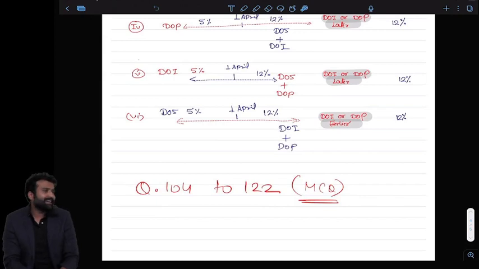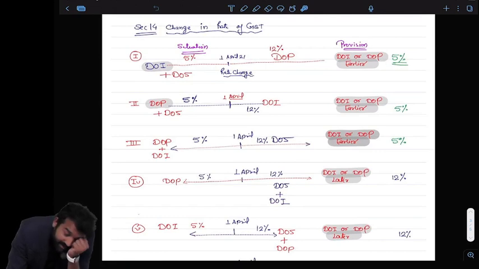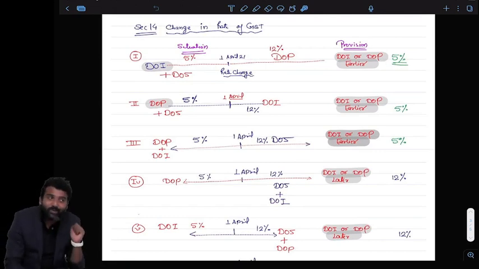Tell me, is there any doubt regarding change in rate of tax? Is it clear? I can't hear you. Can you write down in the chat box, please? I can't hear you.